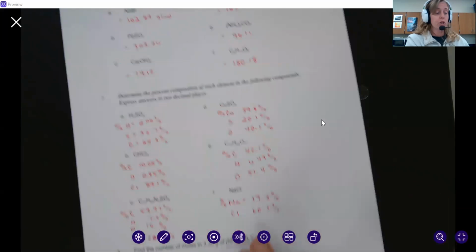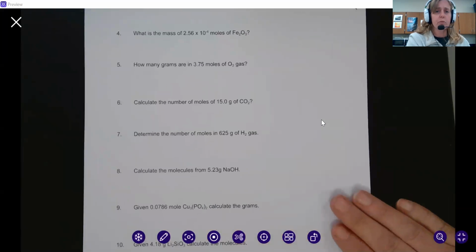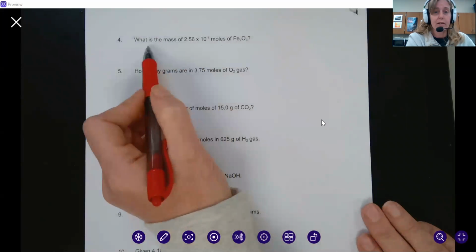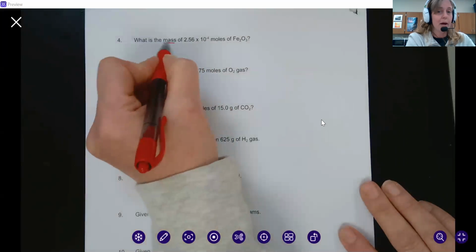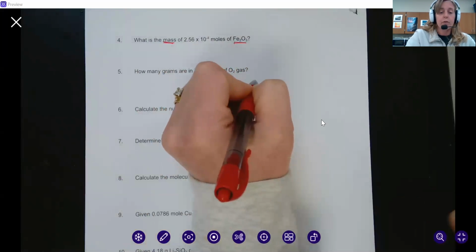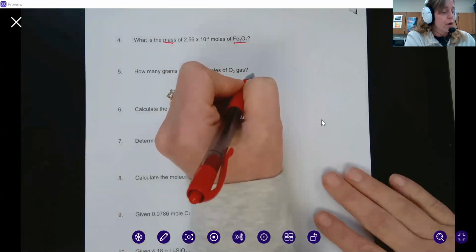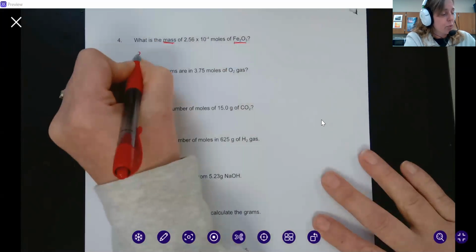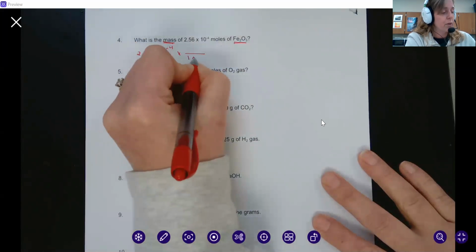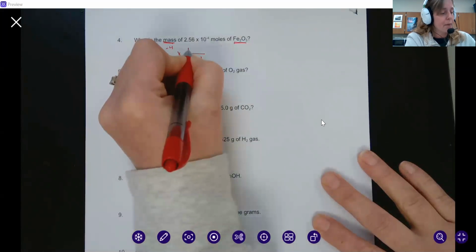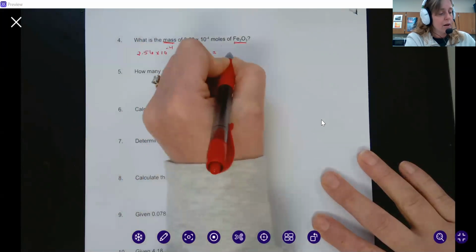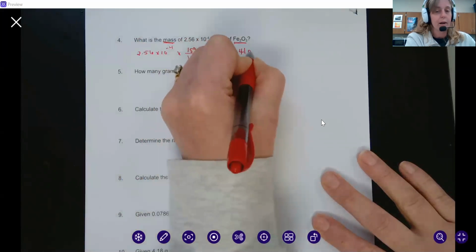Now flip your page over, and we're going to do some more problems. So this next one, we're going from moles to mass here. So remember, anytime we're dealing with mass, you're going to have to add up the molar mass of the compound. So for this particular problem, you're going to take what you were given, the 2.56 times 10 to the negative 4, and you are going to put 1 mole on the bottom, and you're going to multiply that by the molar mass of Fe2O3. And you should end up with 0.041 grams.